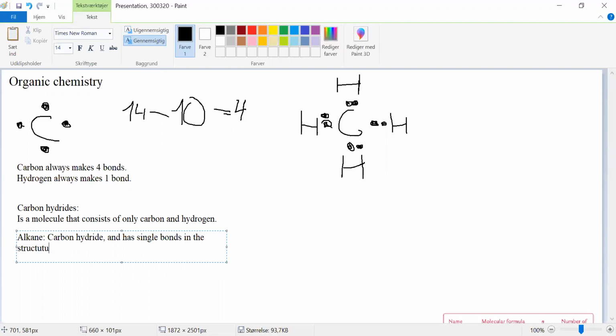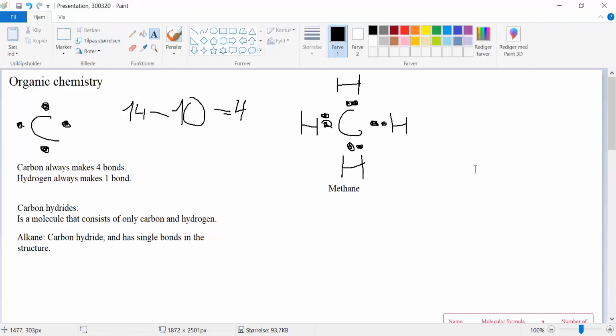That's the definition of an alkane. So let's try to draw some alkanes. The first one I drew up here is called methane. That's the simplest organic molecule that you can build, the simplest organic molecule that exists. It has 1 carbon and 4 hydrogens. So the formula for methane will be CH4, 1 carbon and 4 hydrogens.